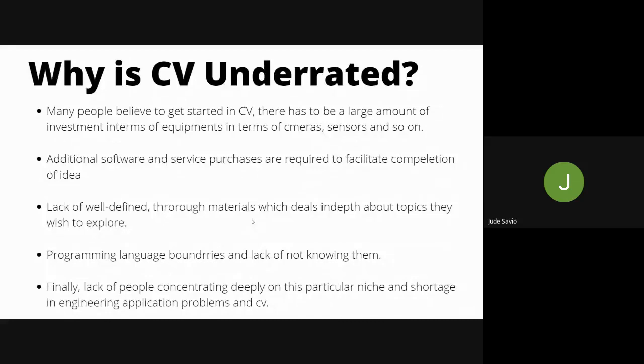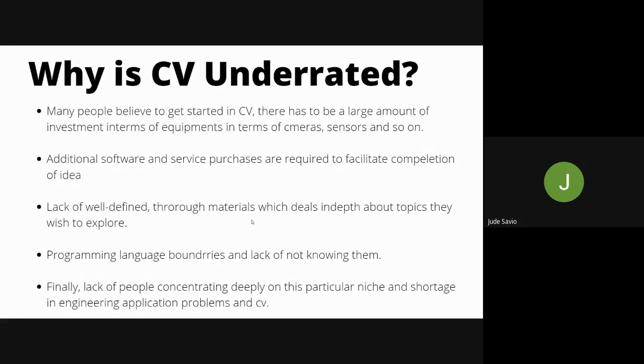They also believe that there is a lack of well-defined, thorough materials which deal in depth with the topics they wish to explore. So they would have picked up a particular topic and not found any material. But that's not how CV works. Then there are programming language boundaries and not knowing them. Some might know Python, some might know C++, some might know JavaScript.